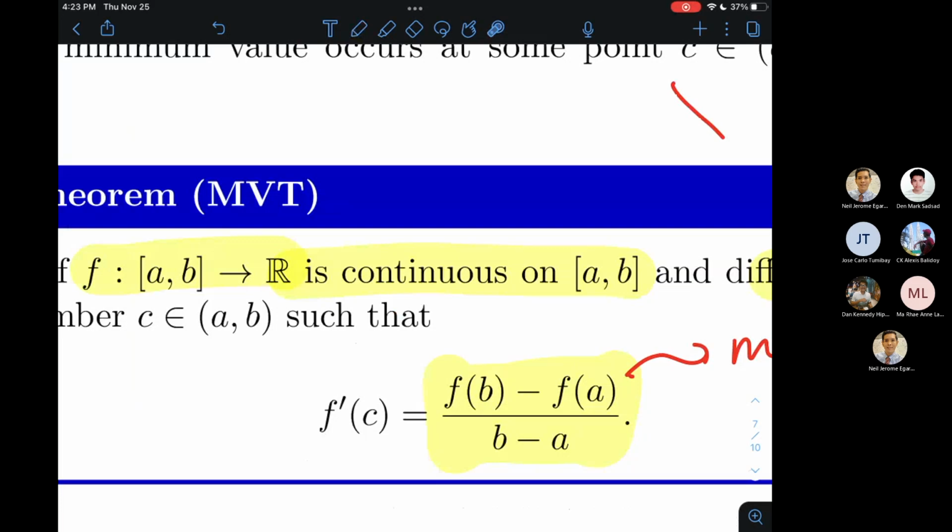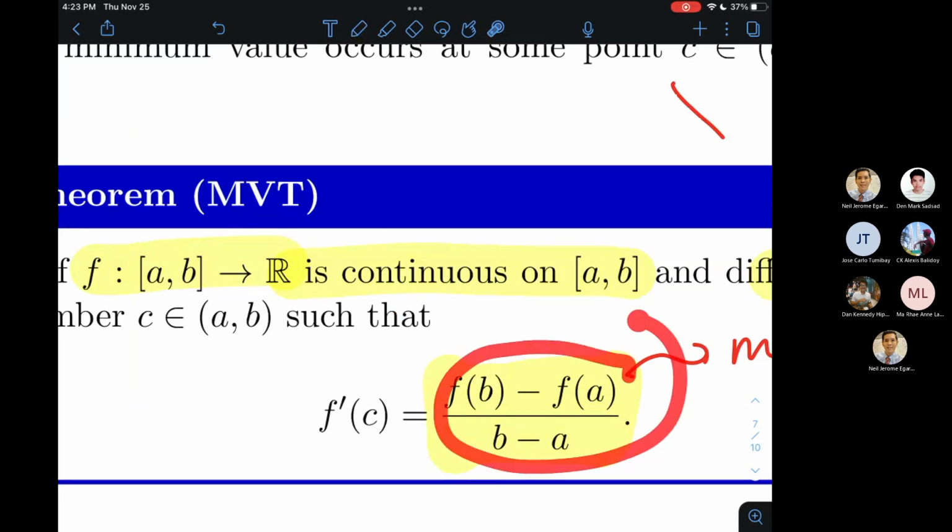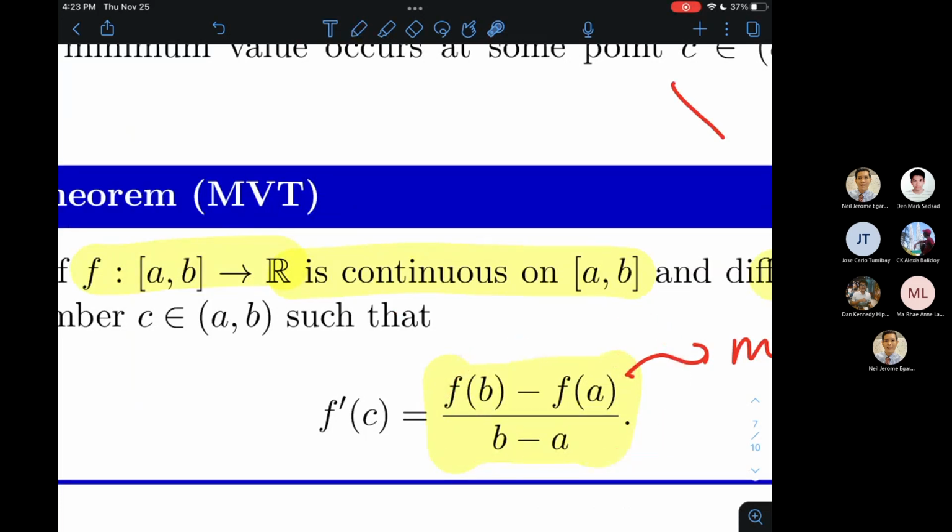I hope you will agree that this is nothing more but the slope of the line passing through a comma f of a and b comma f of b. Because this is the change in the y values. So those are your rise. Tapos ito naman yung b minus a. Ito naman yung change in x. Ito yung run. So you have rise over run. So basically, this is the slope of the line passing through a, f of a and b, f of b.